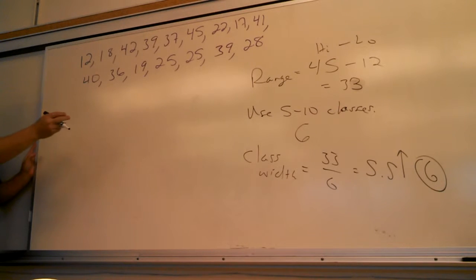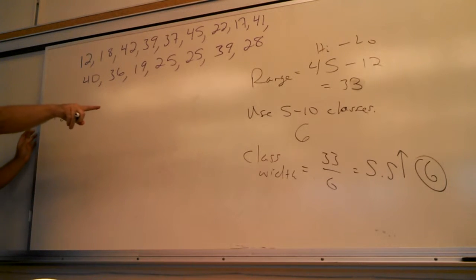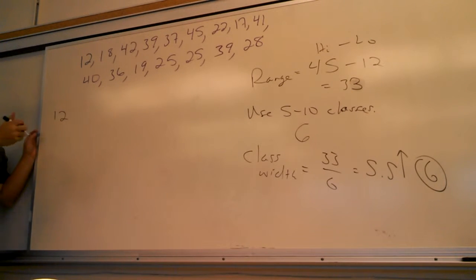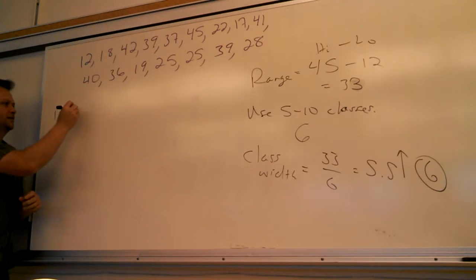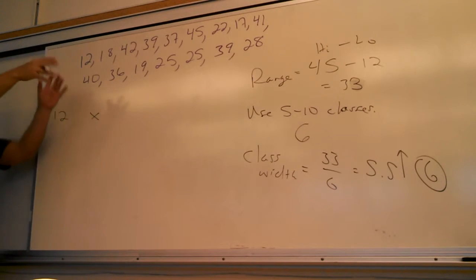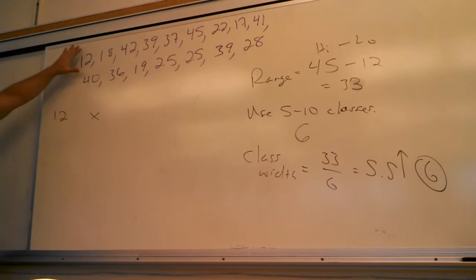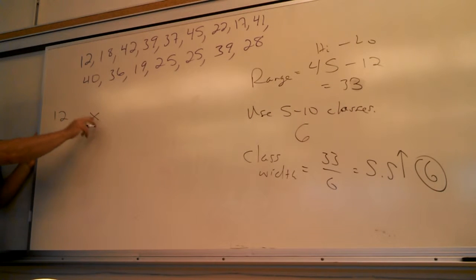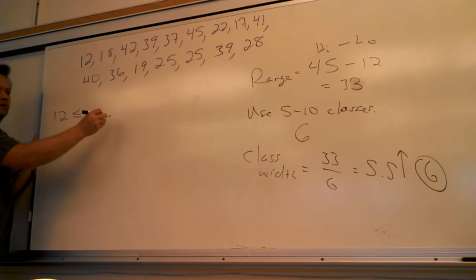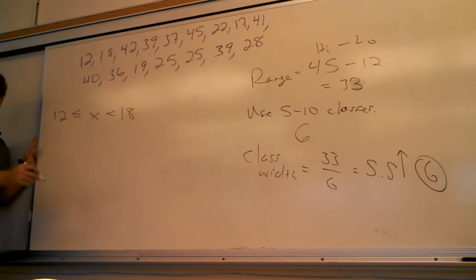So what's the lowest data value? 12. And I want my classes to have a width of 6. The only problem with this way is, well, screw it. You guys are supposed to know algebra. You ready? So I want all the data values. So x is the same x as always. It represents all these at once. So I want all the values that are between 12 and 18.